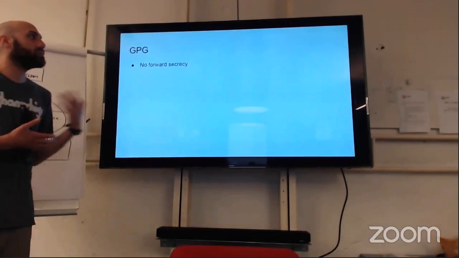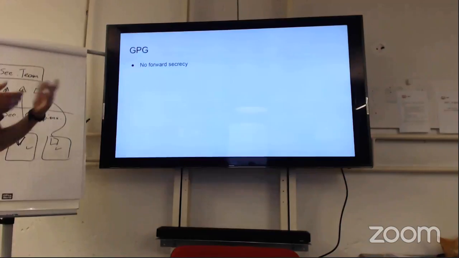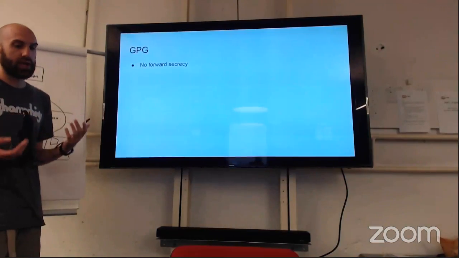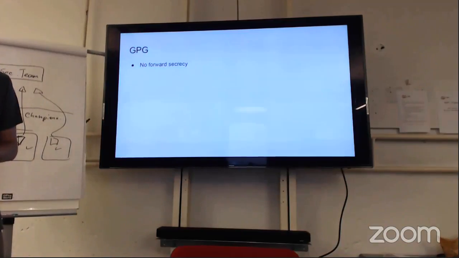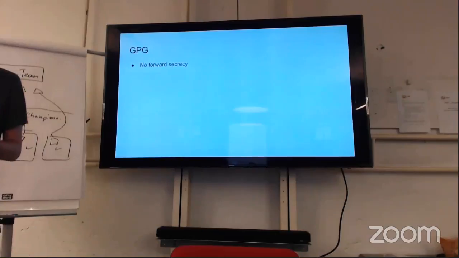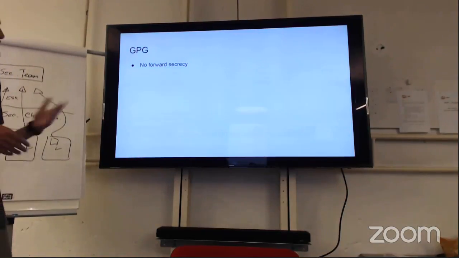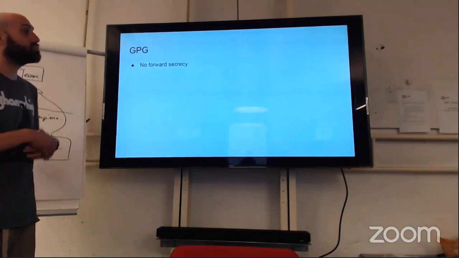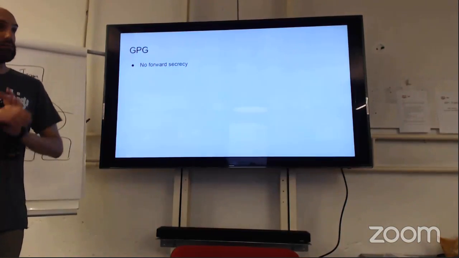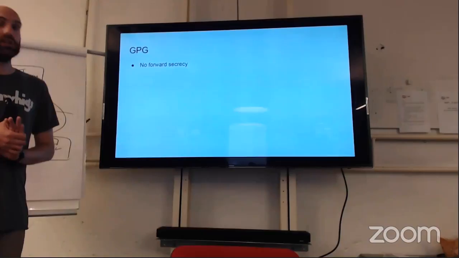So now we go through some examples of applications, essentially whether they have forward secrecy. So GPG is a very old protocol. It's used to send emails and verify that the sender is someone. It only uses public key cryptography, and public key cryptography doesn't have any forward secrecy.